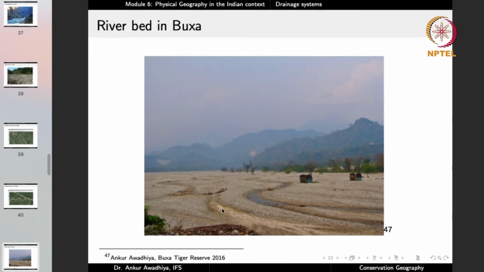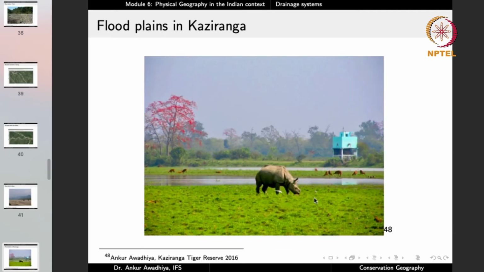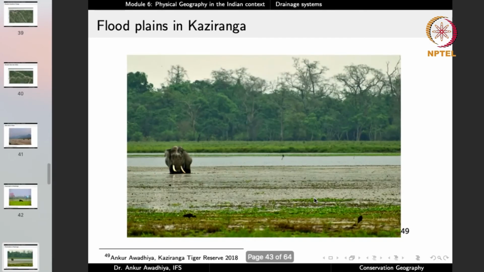This is another example. This is a view from the Buxa Tiger Reserve. Here again you can observe that the riverbed has a large amount of deposits. And because it has so many deposits, the river has been changing its course time and again. When such a thing happens, it generates a very flat floodplain, and these flat floodplains are a very unique habitat that we find in our country. So these are very flat areas constructed by a large amount of deposition of the sediments.